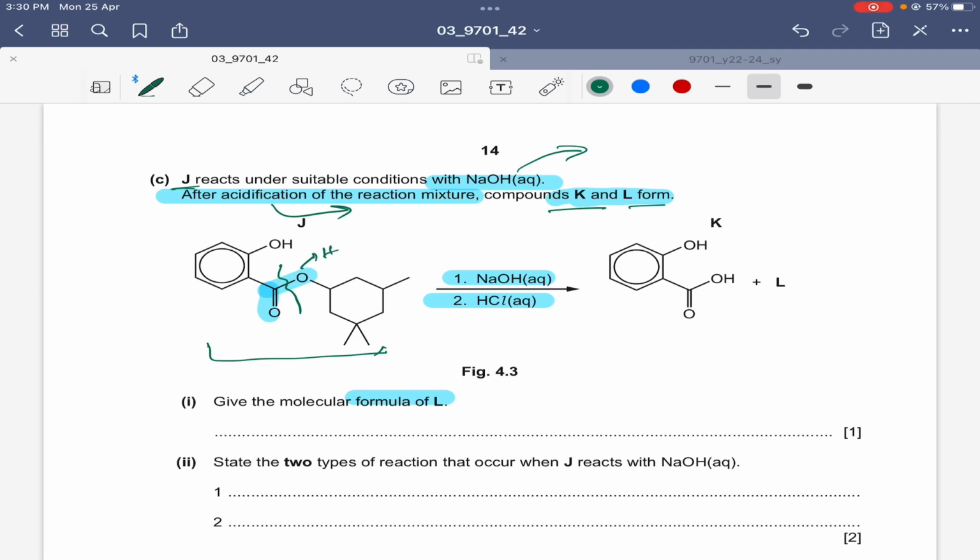So the molecular formula of L would be, count the number of carbon atoms: 1, 2, 3, 4, 5, 6, 7, 8, 9. C9. Hydrogen 3, 4, 5, 6, 7, 8, 9, 10, 11, 12, 13, 14, 15, 16, 17, 18. So this is C9, because this oxygen would give a hydrogen as well. So C9H18, and this one oxygen. So this is oxygen. And let me just draw the structure of L as well. So this is the structure of L.